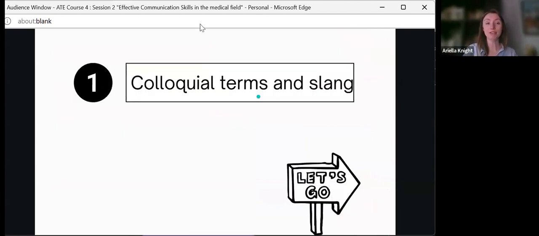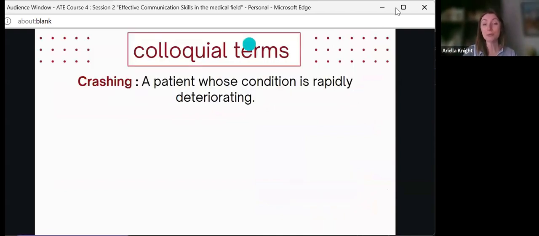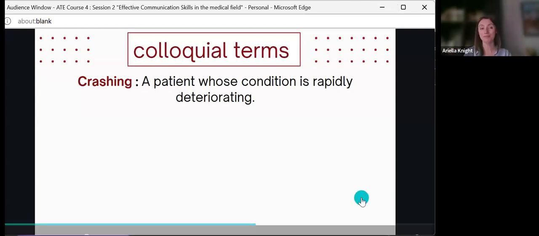Great, let's talk now about colloquial terms and slang. So here are some good colloquial terms for the medical context. When we say someone is crashing, we're not talking about them crashing their car. We're talking about that their condition is rapidly deteriorating, so they might be at risk of dying. I'm sure you've seen these terms in TV shows. Like he's crashing, she's crashing, and you hear beep, beep, beep, like all the medical equipment.